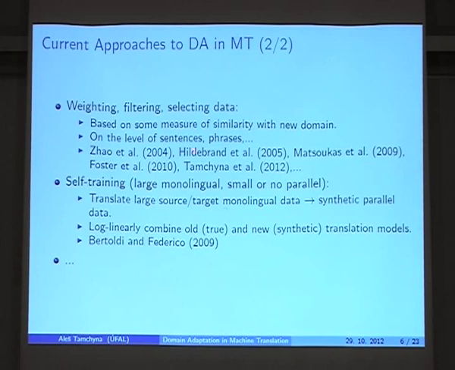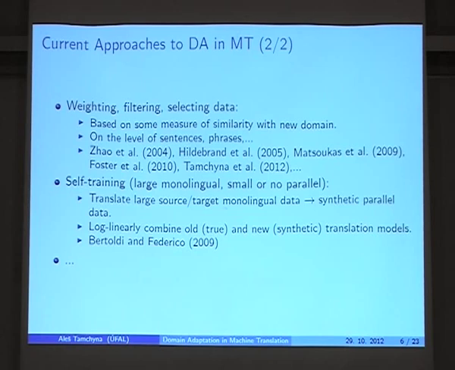This is usually based on some measure of similarity with the new domain. Metrics from information retrieval can be used, such as TF-IDF. There's a lot of literature on this, and the approaches vary in many ways. One of the important differences between all these approaches is the level at which you give the weight, or what you filter, what you select. You can select subcorpora, you can select individual sentences which are similar to your new domain, or you can even do this on the granularity of phrases.